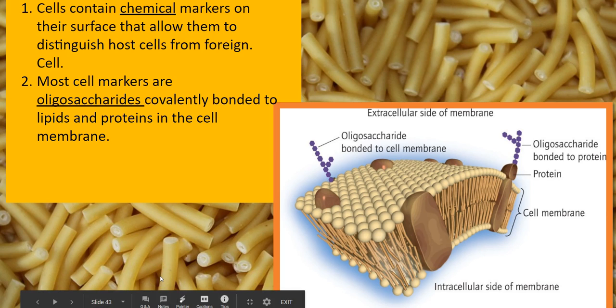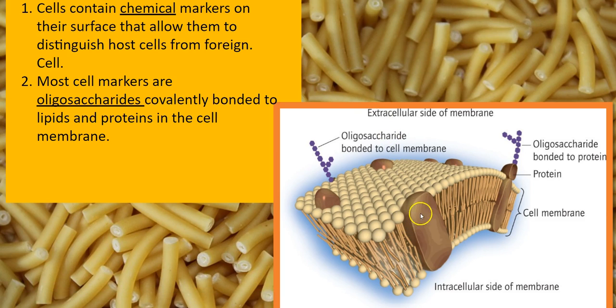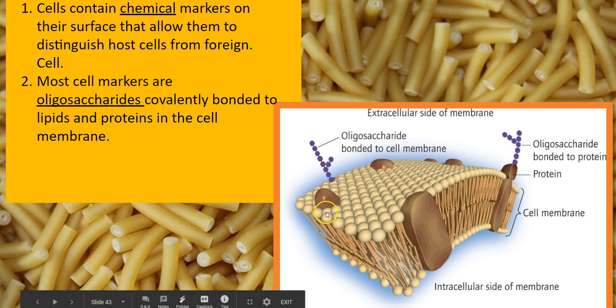Cells contain chemical markers on their surface. This is an oligosaccharide that would be a sensor for foreign hosts. Most oligosaccharides are covalently bonded to lipids and proteins in the cell membrane, and they can be completely embedded or partially embedded in the cell membrane, so they stick out into the extracellular matrix outside the cell.